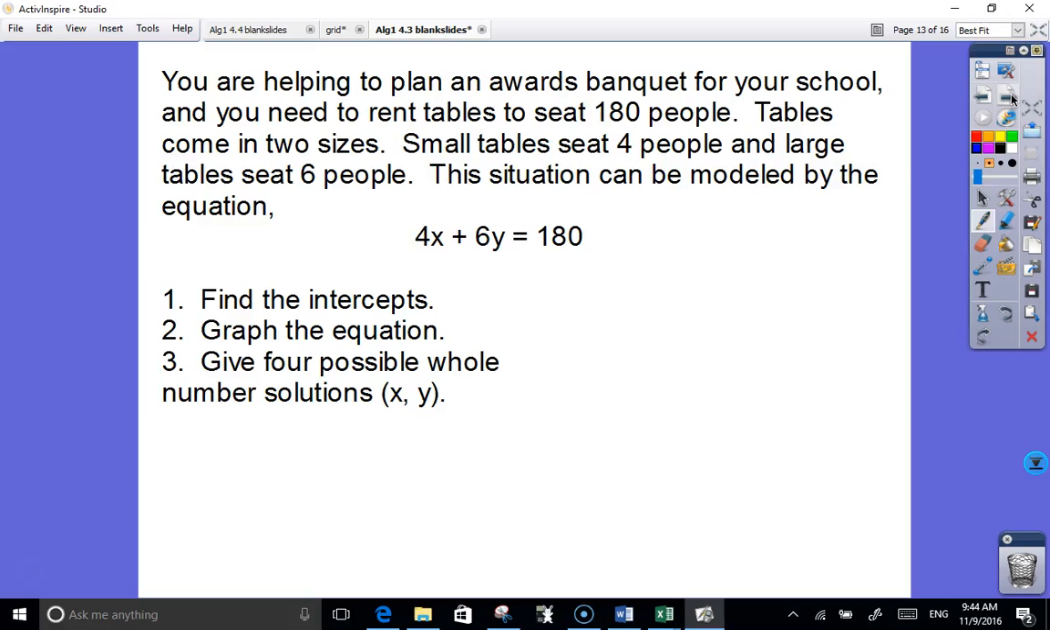Do you see where all those numbers show up in that equation? You're seating 180 people, so there's the 180 on the right. The small table seats 4, so there's 4 times x. What do you think x represents then? Small tables. So x is the number of small tables, and then plus 6y, well, large tables seat 6, so y must be the number of large tables.